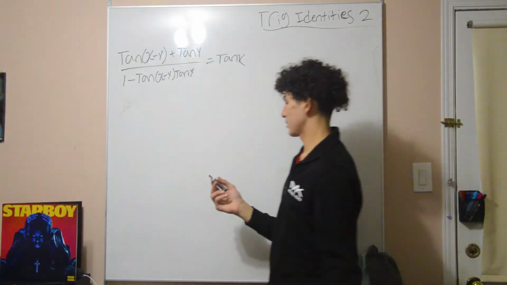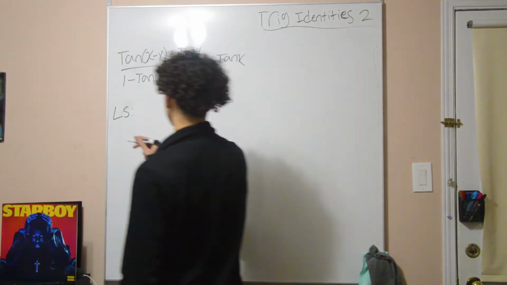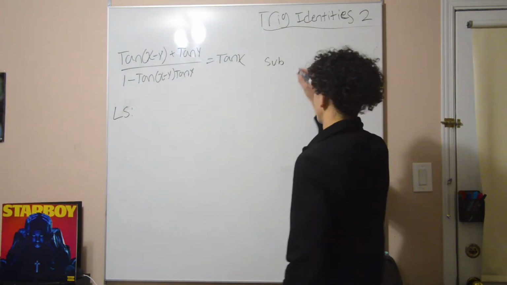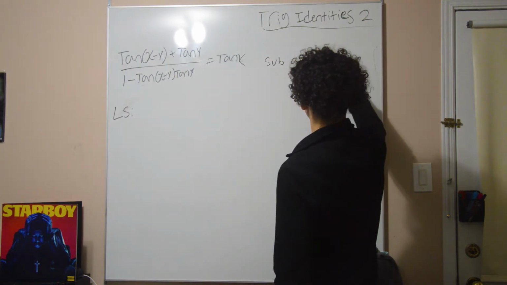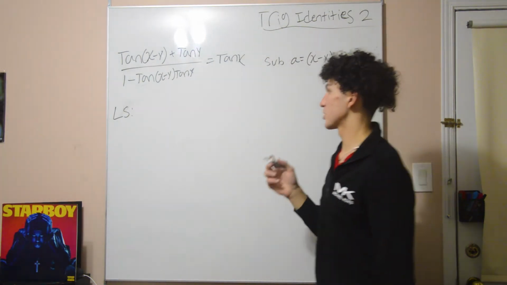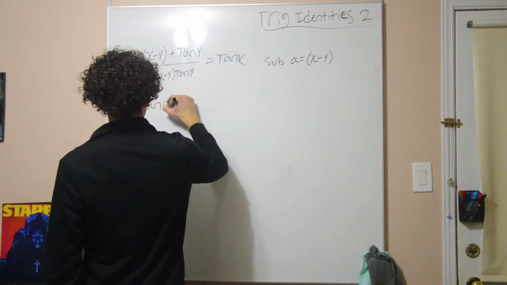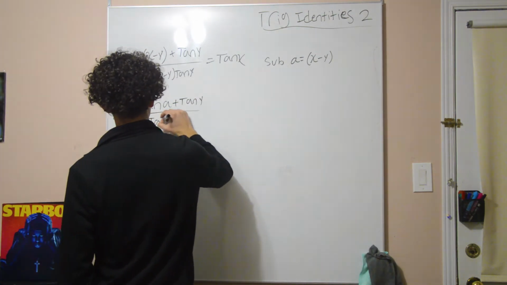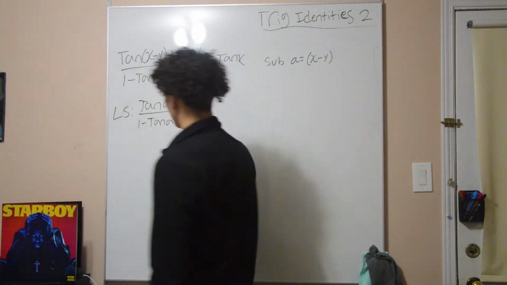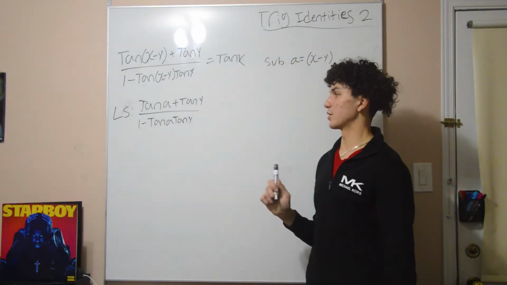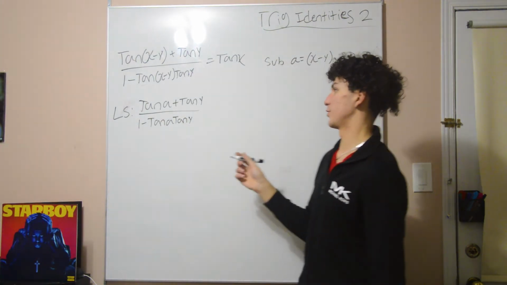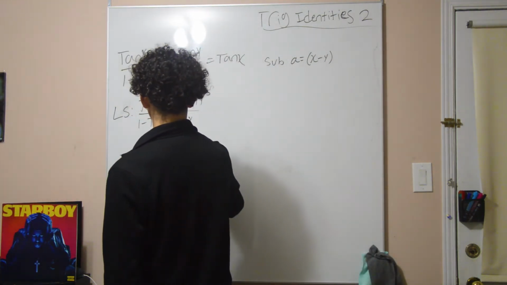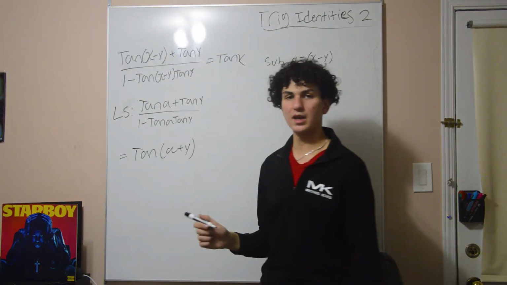But to simplify things, here's what we're going to do. We're going to write left side, and we are going to say, let's say, a equals x minus y. And we're just going to rewrite this. So it becomes tan a plus tan y divided by 1 minus tan a tan y, just like that. Now that looks familiar, doesn't it? Because we know that this whole thing is equal to tan of a plus y.